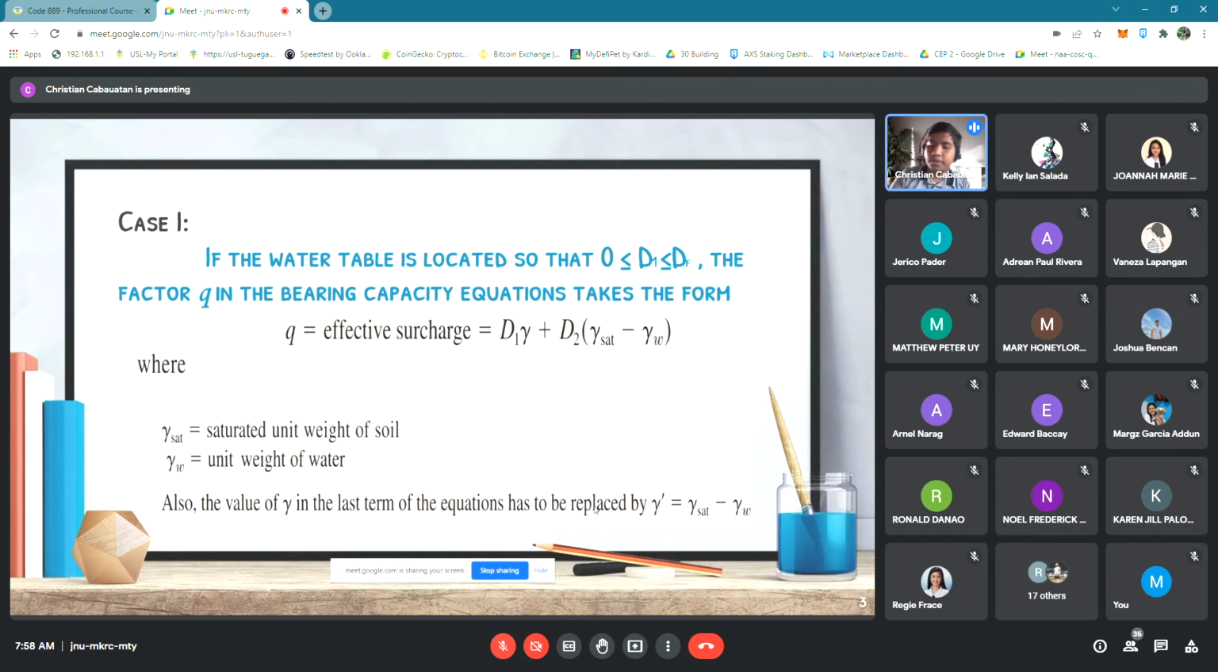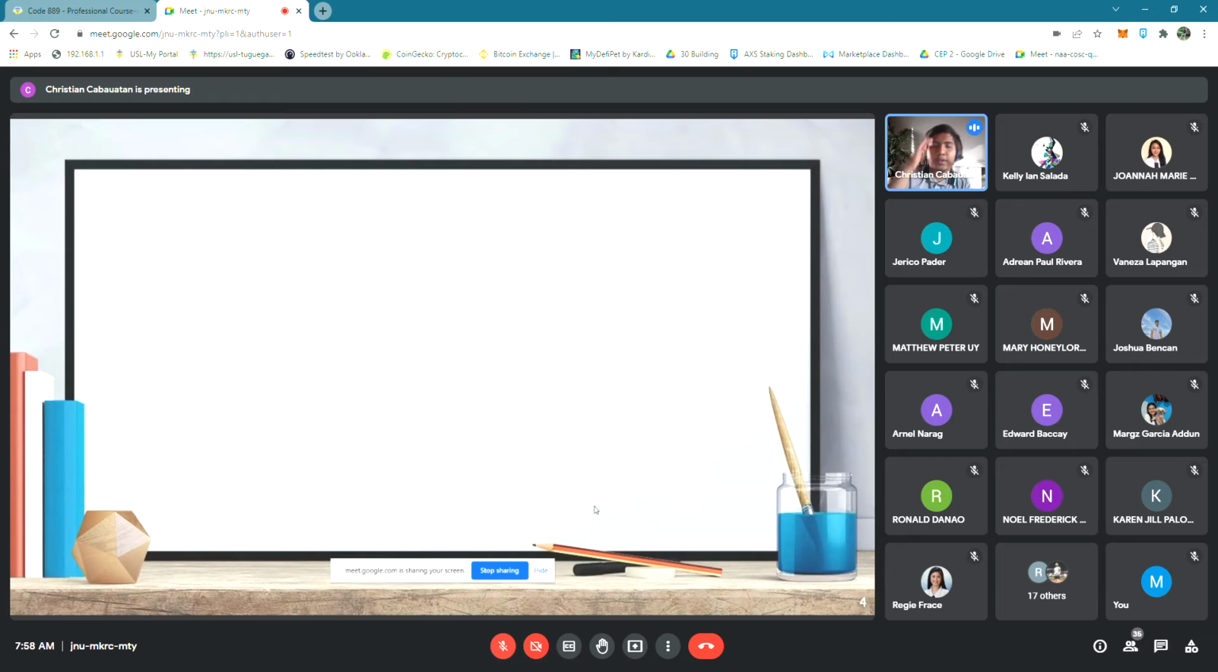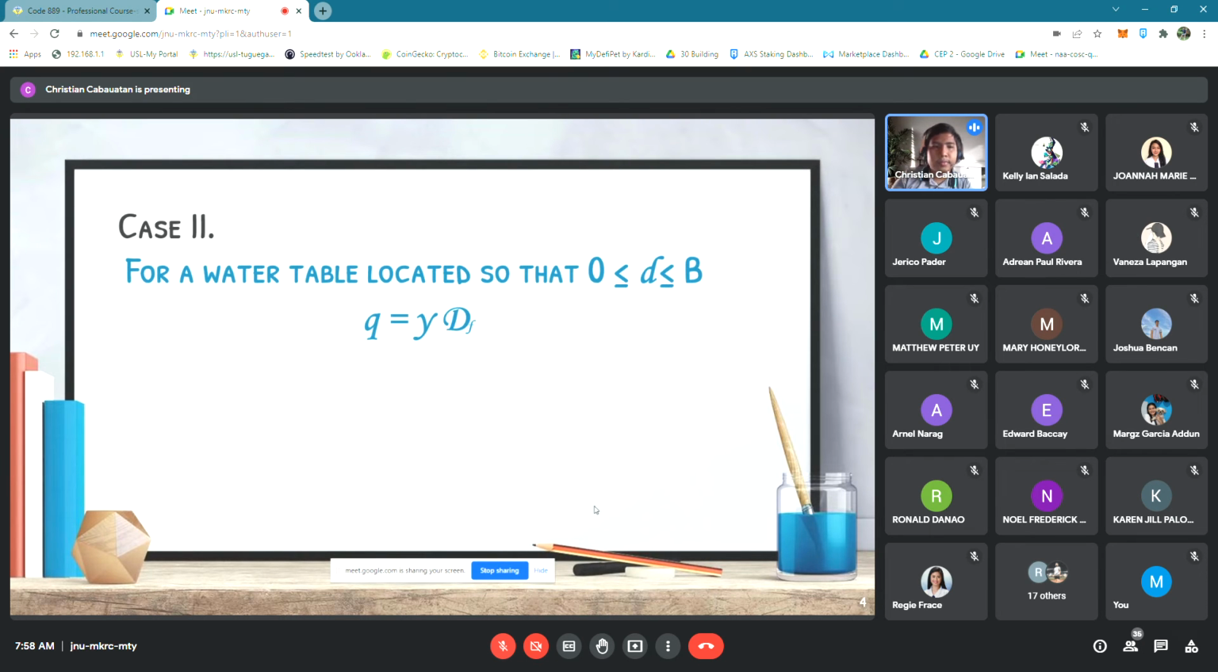Going back. For case 2, the water table is located so that the depth of the water table is greater than or equal to zero and less than or equal to the width of the footing. Therefore, for that, the effective surcharge is equal to gamma times the depth of the footing.